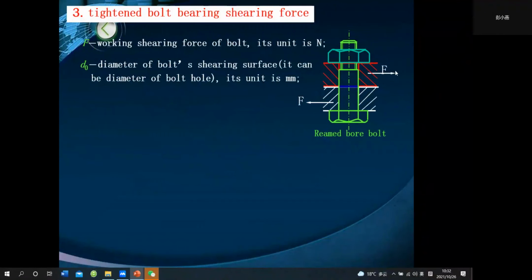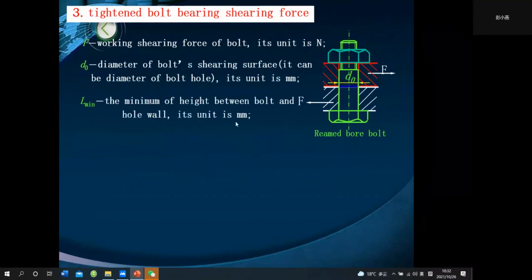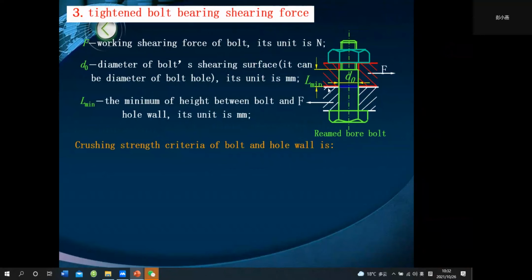F is the working shearing force of the bolt, and D0 is the diameter of the bolt shearing face. It can be the diameter of the bolt hole, okay? And L minimum is the minimum height between the bolt and the hole wall.